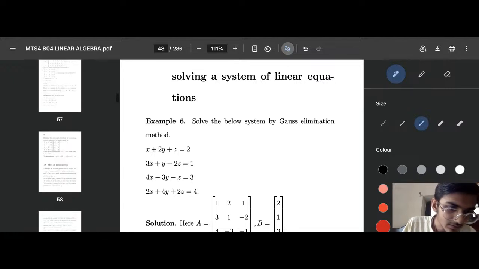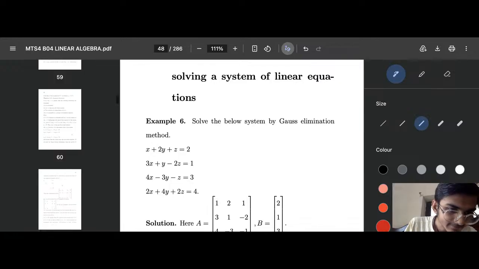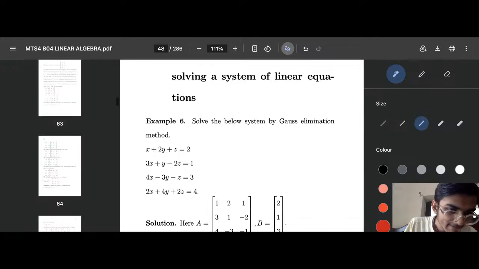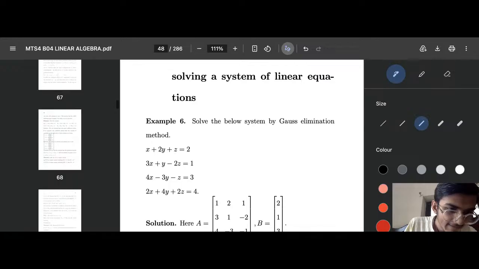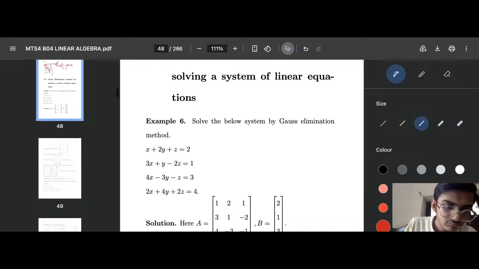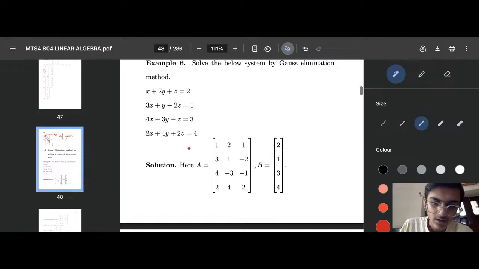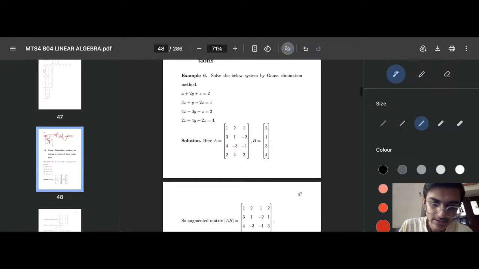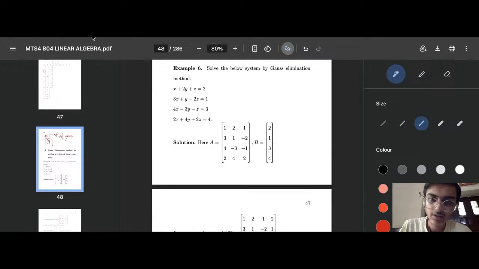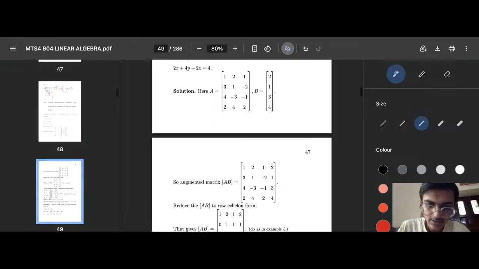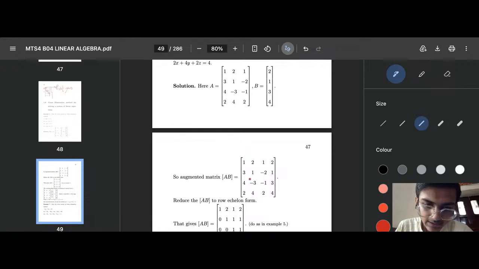And even the homogeneous system of linear equations we'll also discuss. Fine. So the first example we'll be discussing by the Gauss elimination technique. As you know, by the matrix method, A will be the coefficient matrix, B will be this 2, 1, 3, 4, the matrix formed by this. And now writing the augmented matrix. So you can write this augmented matrix by combining A and B, like this.